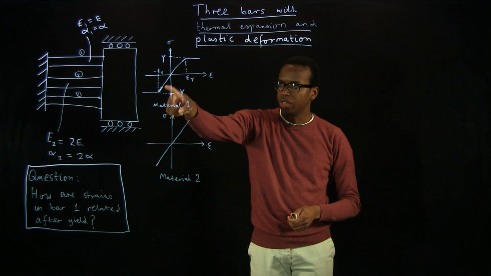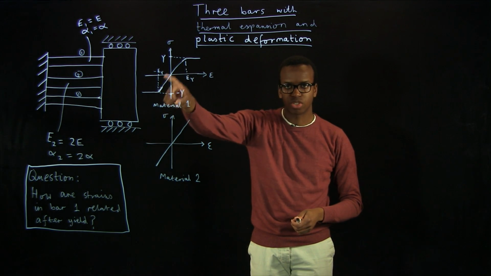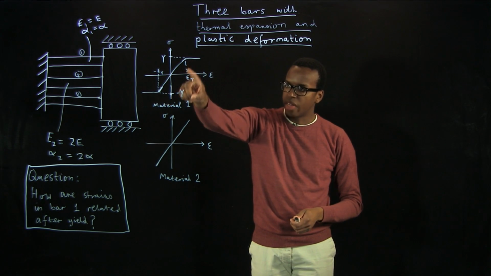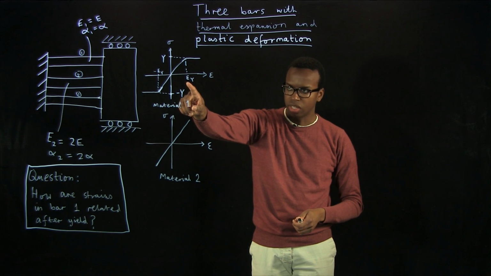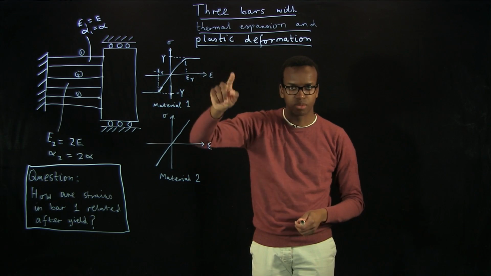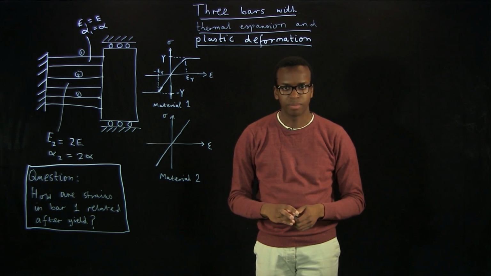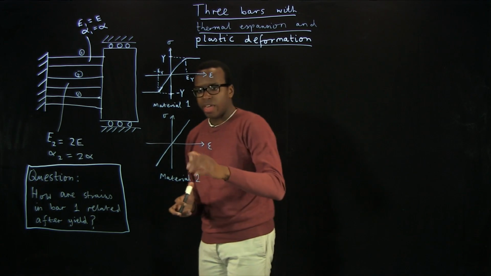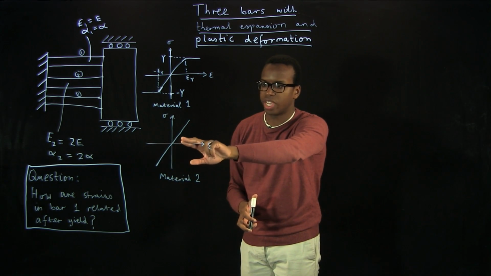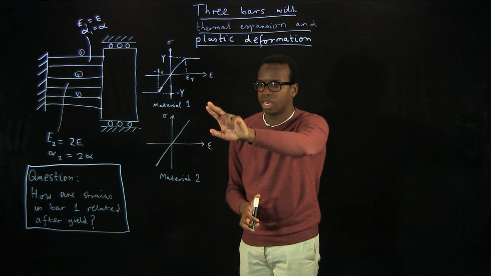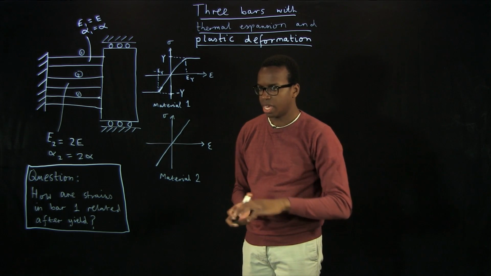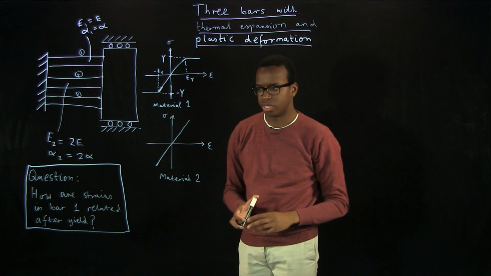Bar 1, we load it. It has a certain Young's modulus which describes the slope of the linear section here, the elastic region. And then when we get to a certain yield strain, the stress in the material becomes a constant value, sigma y. And then material 2 is just an elastic material. The strain is a linear function of the stress, and we don't have a yield point.